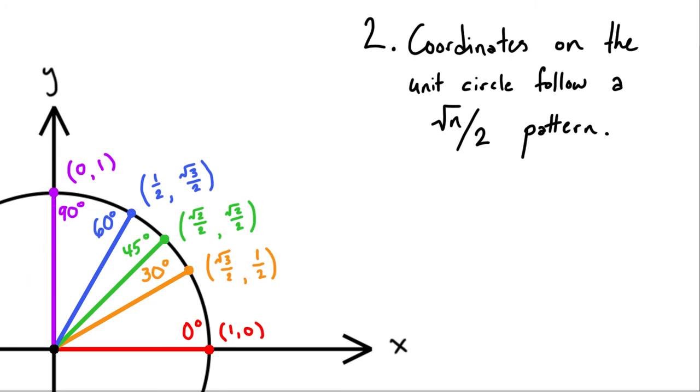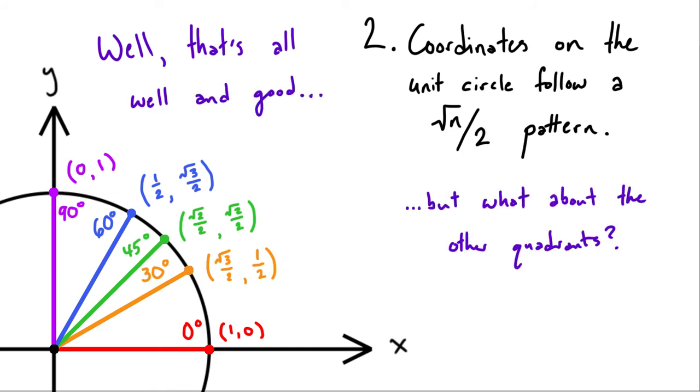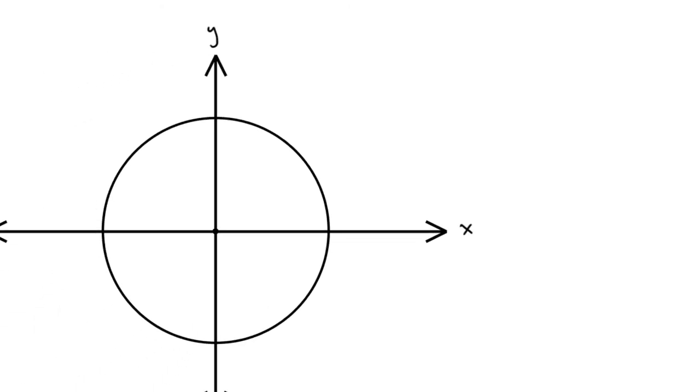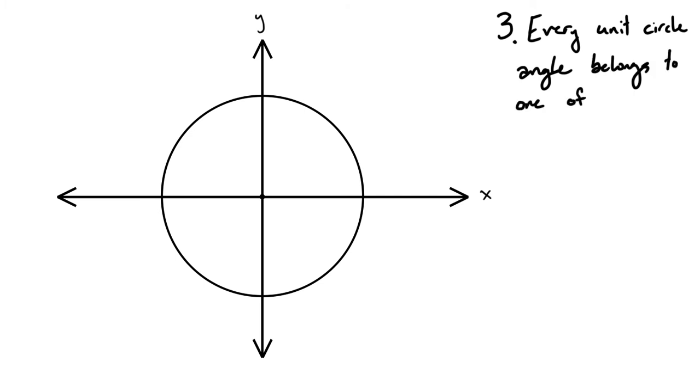Now, you might be thinking, well, that's all well and good, but what about the other quadrants? We've just been talking about quadrant 1, and there's still 3 more left to cover. Well, that's a fair question, but worry not. We'll be able to cover the other 3 quadrants in one fell swoop. The way we're going to do that is with concept 3. Every unit circle angle belongs to one of 5 angle families.